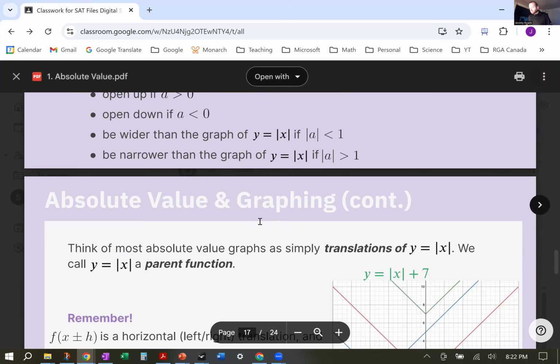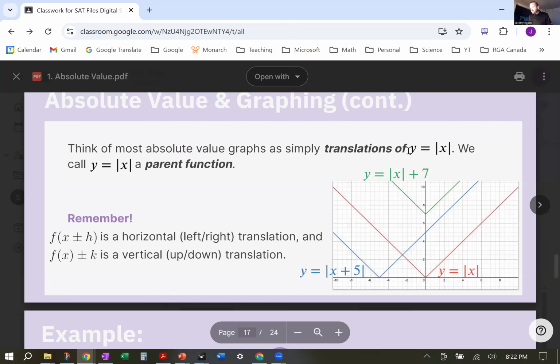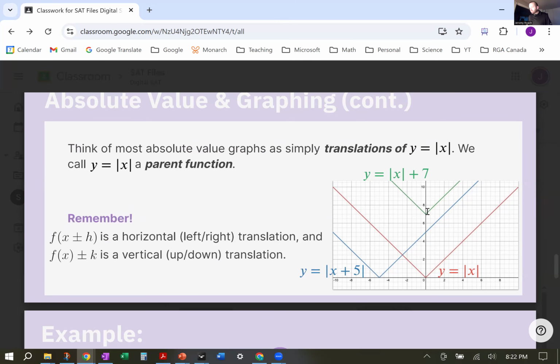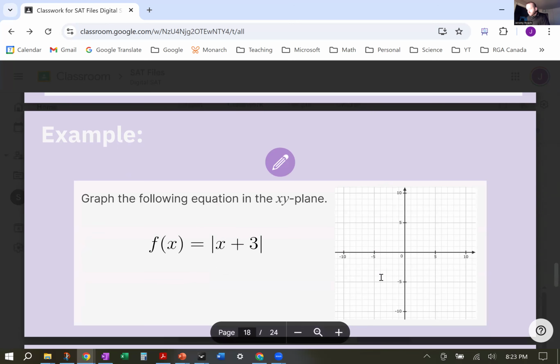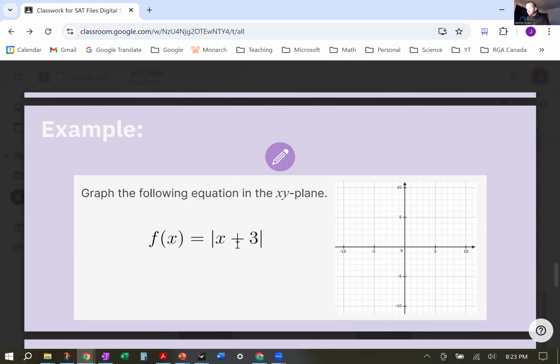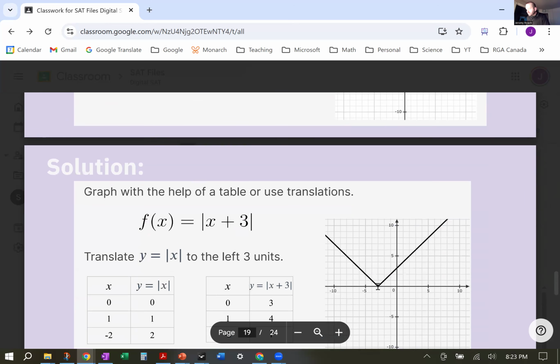Okay, so here's an example. Again, parent function is the red one. X plus 7, when we plus on the outside, it scoots it up 7 and starts the vertex there. If we do plus on the inside, it scoots it to the left and starts the vertex here. So for this one, we want to graph this. We're just going to scoot it over left 3 units where our vertex is.